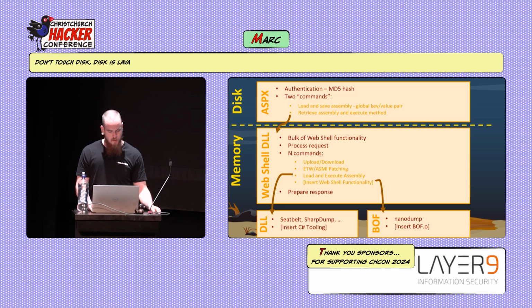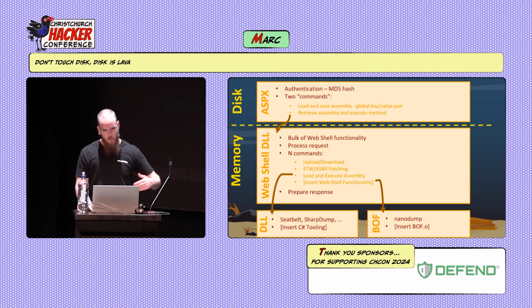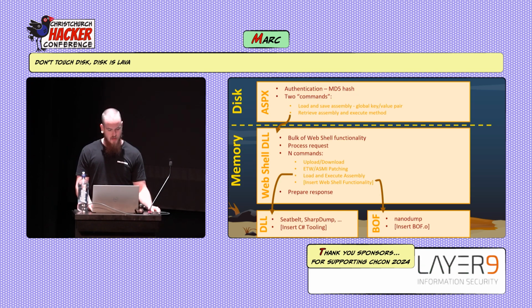Once we're authenticated, we can load and save our web shell assembly to a global key value pair within the IIS application, and then any subsequent request where we want to make a command, it's going to retrieve that assembly by the global key and then execute the entry point method, and that'll hand over execution to our web shell assembly, which is in memory. So this is where the bulk of the web shell functionality is implemented.